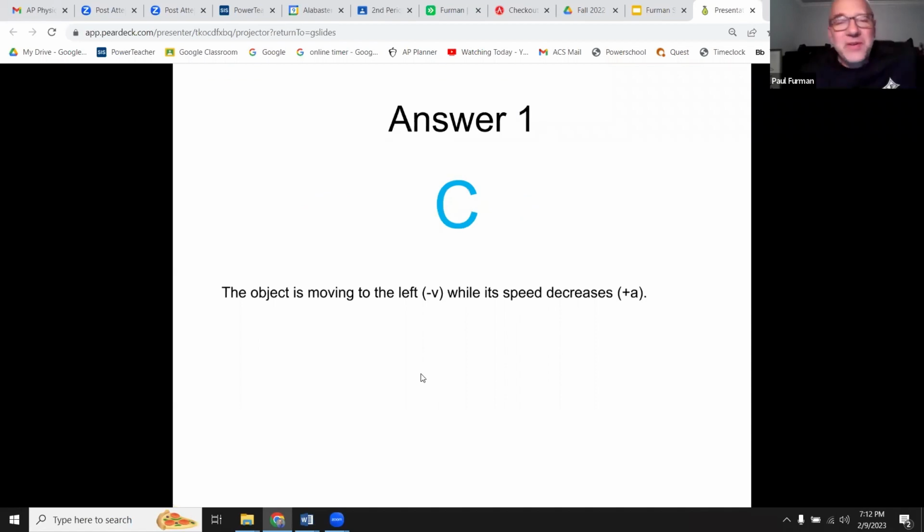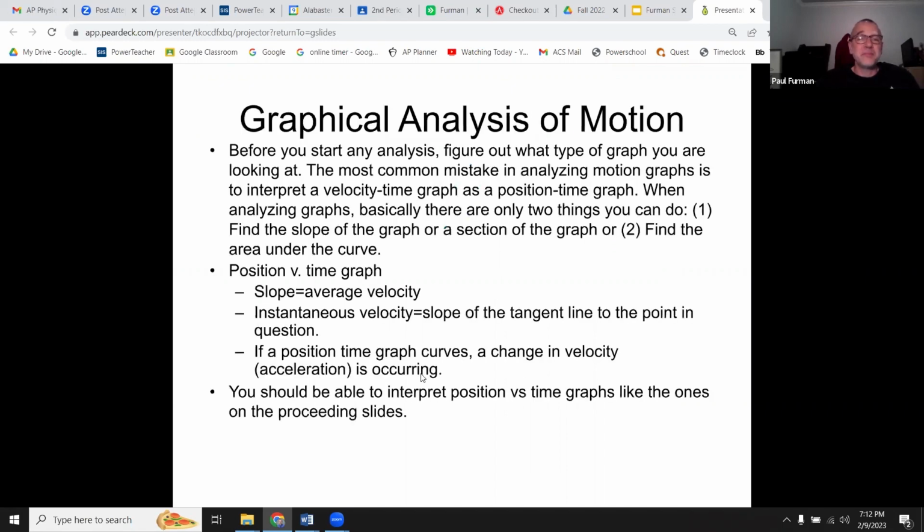All right, so there's the answer. Object moving to the left, negative velocity, its speed is decreasing, it's slowing down, so the acceleration has got to be positive.